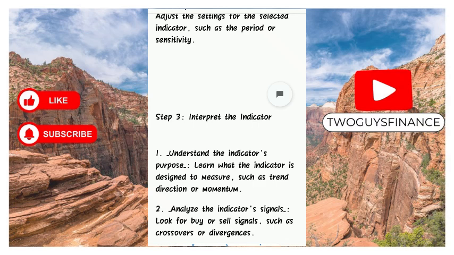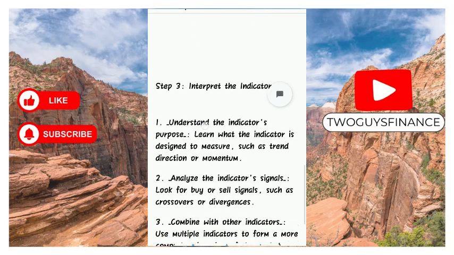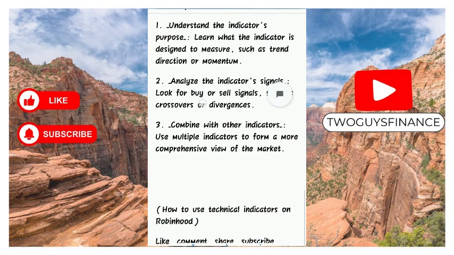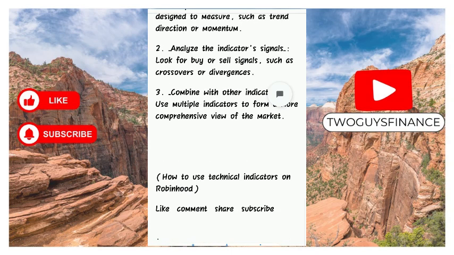Now step 3 is to interpret the indicator. You want to learn what the indicator is designed to measure, such as trends, directions, or movements, and also look for buy or sell signals such as crossovers or divergence. You also want to use multiple indicators to form a more comprehensive view of the market. So yeah, that's pretty much it on how to use technical indicators on Robinhood.